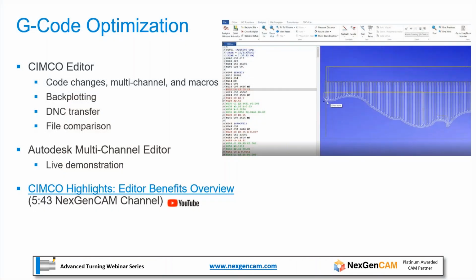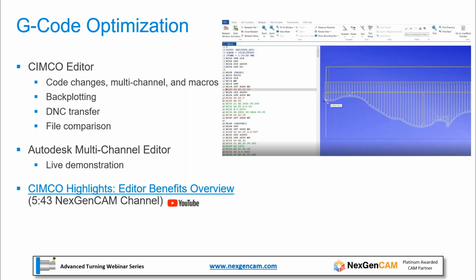So digging into G-code optimization, one of the tools that we have is the CIMCO editor. So if you're an HSMWorks customer of Autodesk, you've got access to this editor. And instead of going through this in detail, we are a CIMCO provider. The CIMCO editor does 4 things that we see our customers using a lot, which is the regular editor, the multi-channel editor, and the ability to add macros quickly to your code and building a macro library.